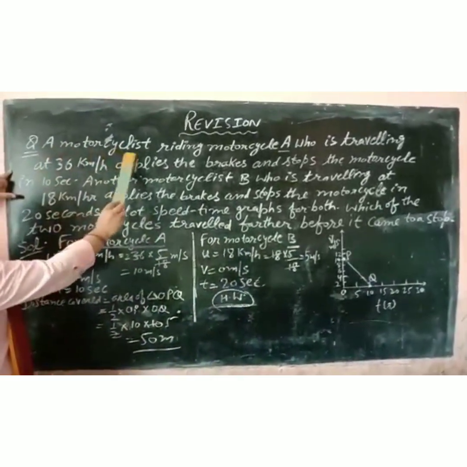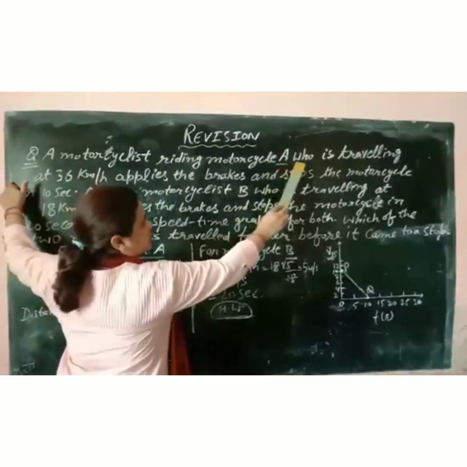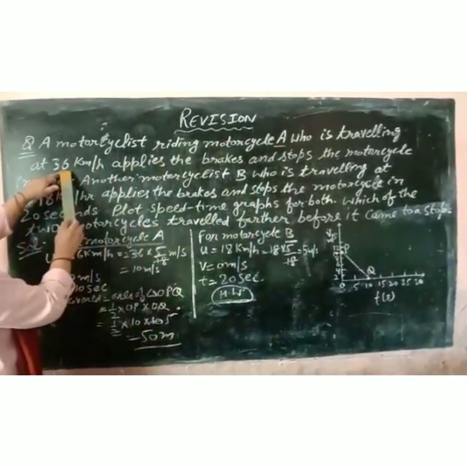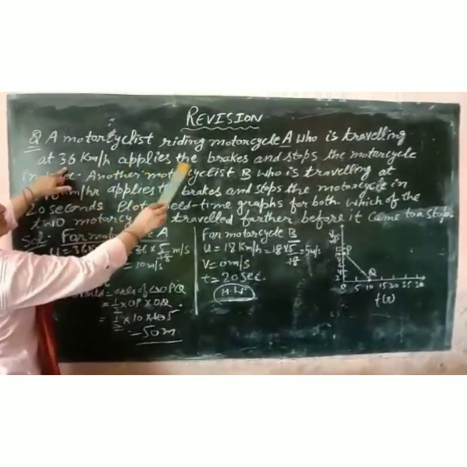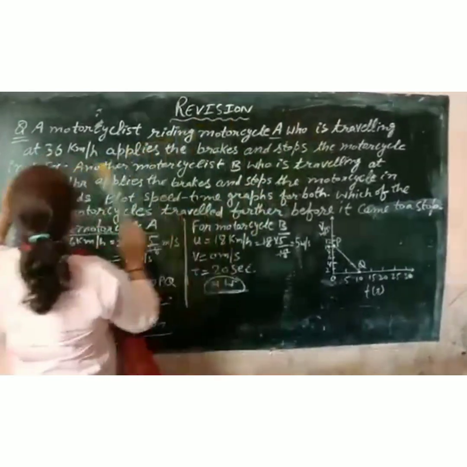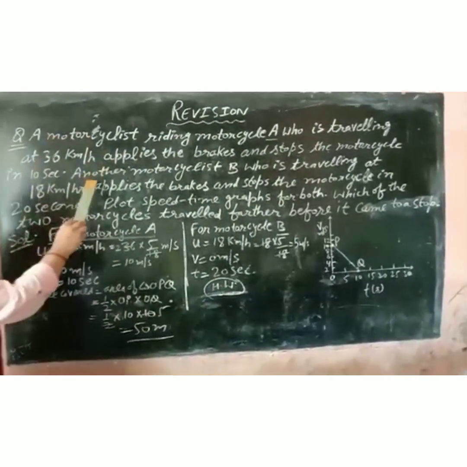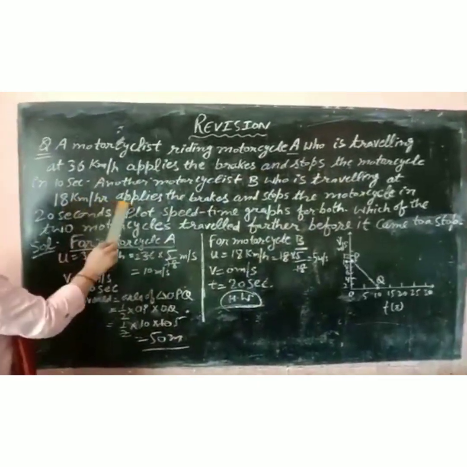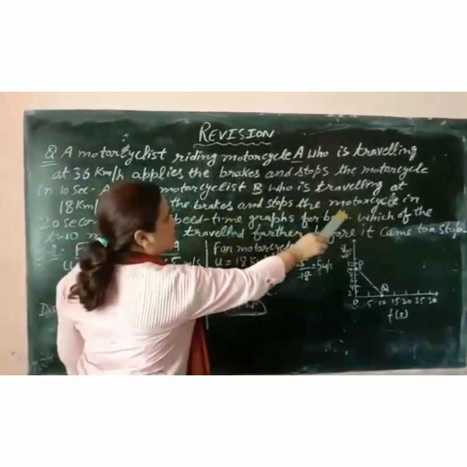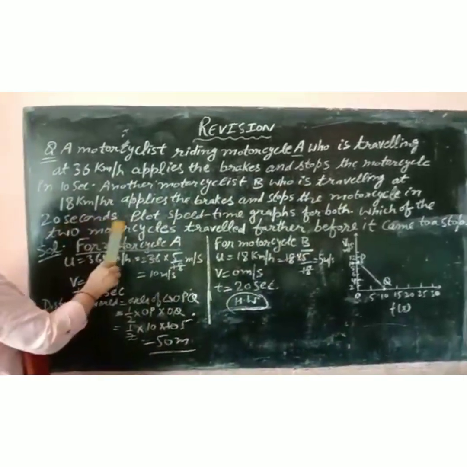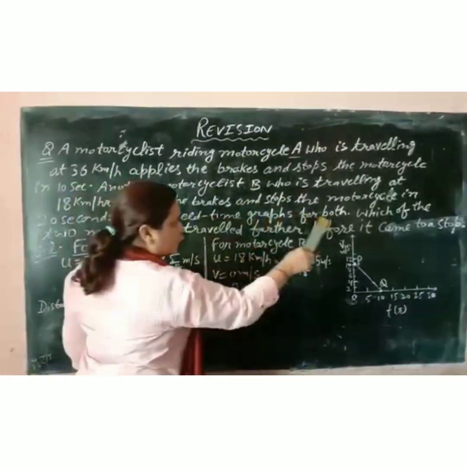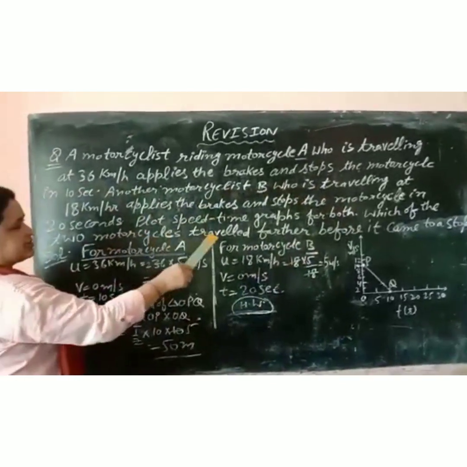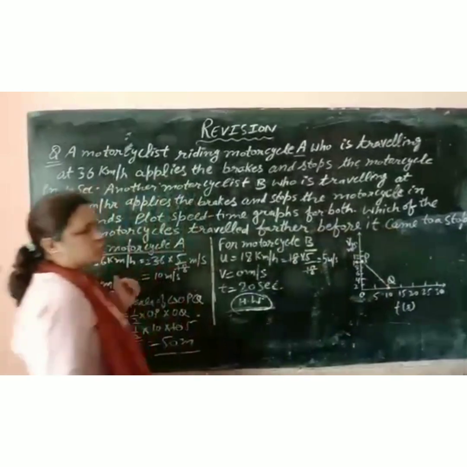A motorcyclist A, who is traveling with a speed of 36 km per hour, applies the brakes and stops the motorcycle in 10 seconds. Another motorcyclist B, who is traveling at 18 km per hour, applies the brakes and stops the motorcycle in 20 seconds. Plot the speed time graph for both. This is one question. Which of the two motorcyclists traveled further before it came to stop?